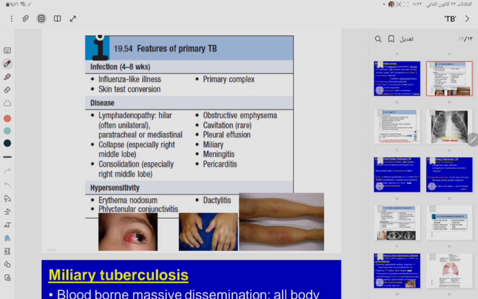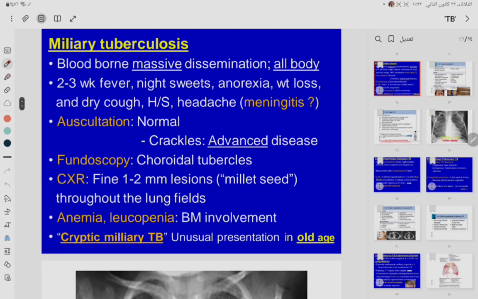Hypersensitivity means it's a reaction to the pulmonary TB, but there is no active infection there. So erythema nodosum, dactylitis, and conjunctivitis are like reactive inflammations to the infection within the lung. That does not mean hematogenous spread, but it can spread. In the miliary form, sometimes you see spread. But this is our reactionary. So the infection is in one site, and the reaction is in a different site. Okay?